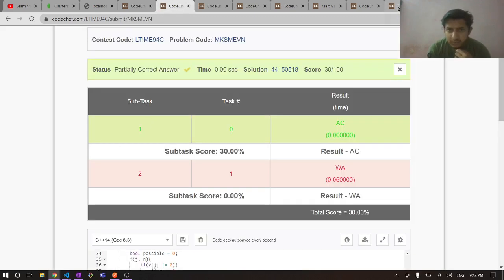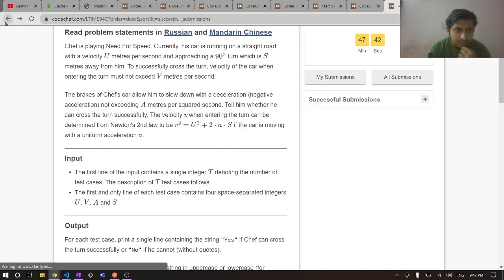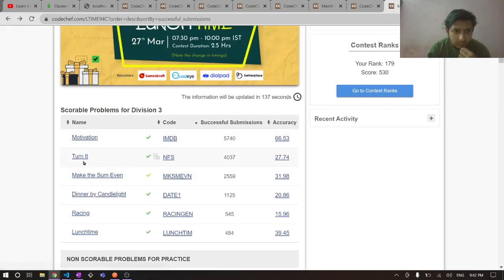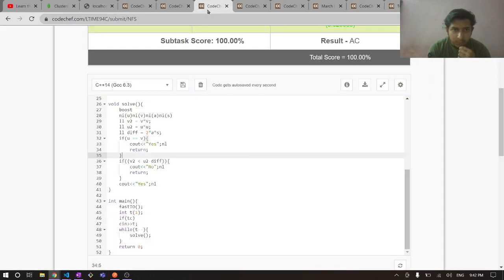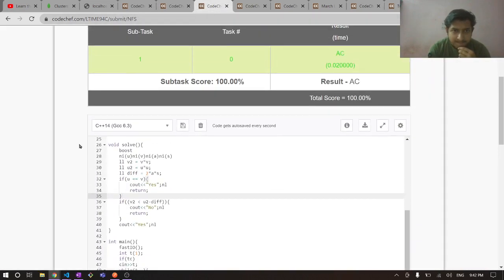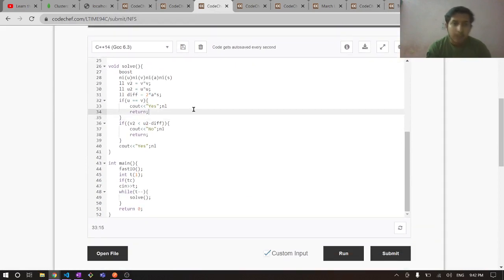I'm not sure whether this is the second question or third. Yes, this is the second question, and yes, I hope the solution is visible to you.